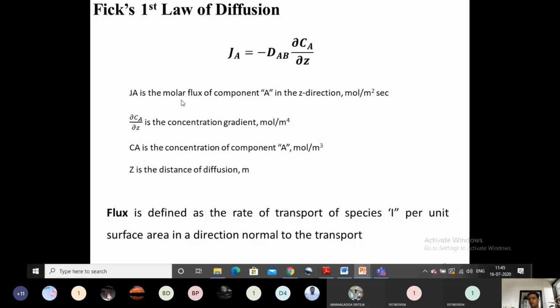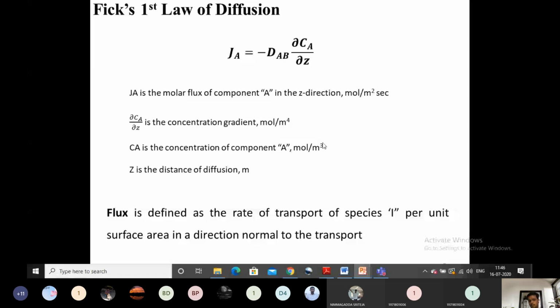J_A is the molar flux of component A in the z direction. It depends on the direction: when this is z, we say it's the z direction; when this is x, we say it's the x direction. So the units are mole per meter squared second. dC_A/dz is the concentration gradient. Concentration has units of mole per meter cubed, and z has units of meter. So overall, combined, it has units of mole per meter to the fourth.